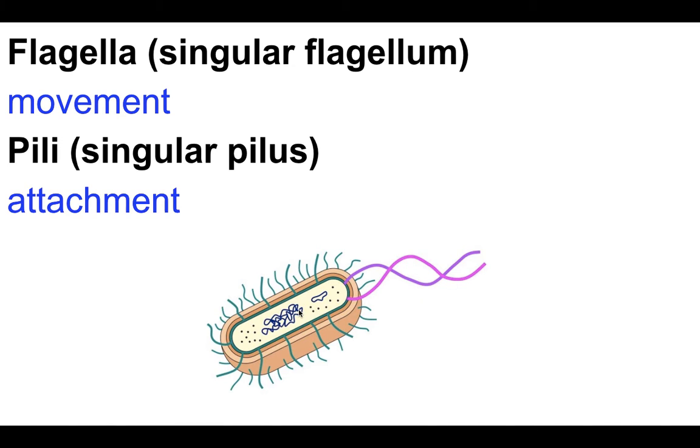The pili are the green hair-like structures projecting from the plasma membrane, and they're used for attachment. So attachment to whatever the bacteria is growing on. If the bacteria is infecting something, it might anchor itself to the tissue of the organism that it's infecting. Those are the pili.